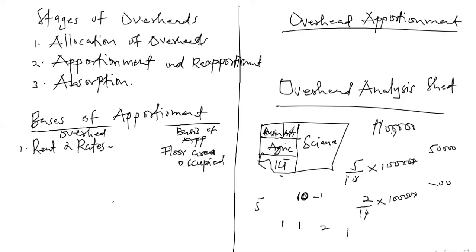Let's move to another one. Let's say we have lighting. For lighting, we use the floor area occupied. It depends on the question. Some questions will ask you to use the number of bulbs or something else, but if you don't see anything like that, then the best basis for apportionment that you can use for lighting is floor area occupied.